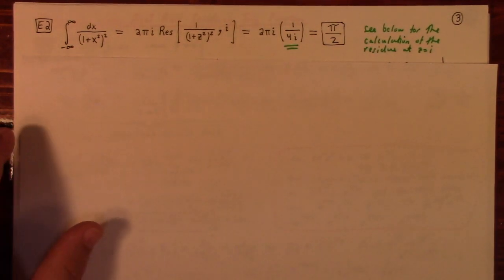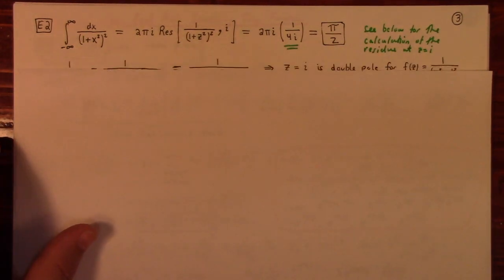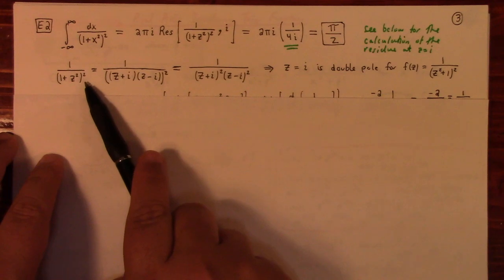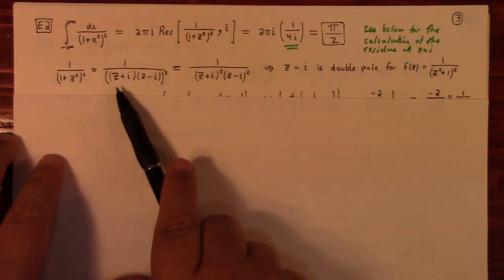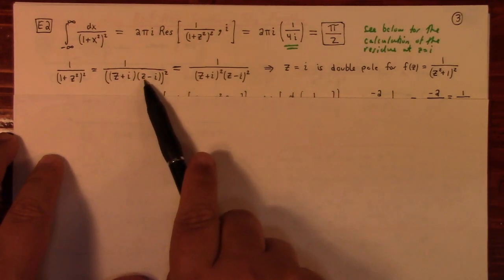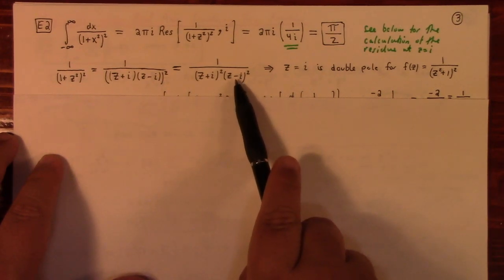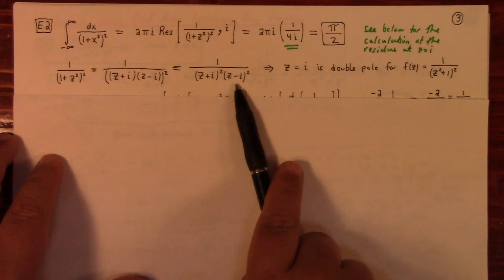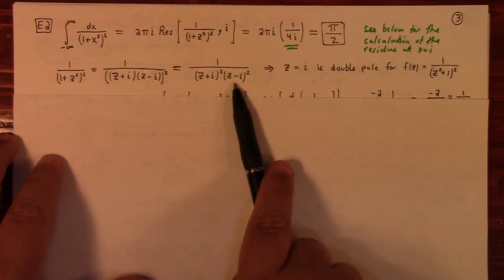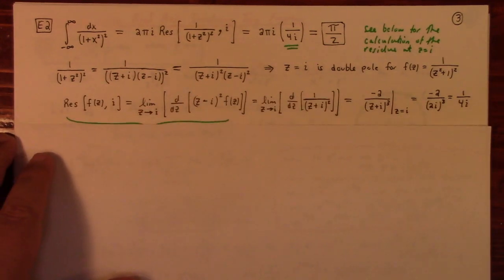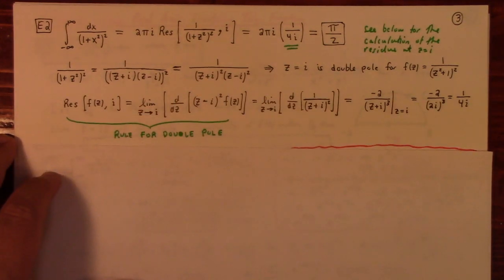So let's see why that's true. Now this one here is a double pole, right? Because 1 over (1 plus z squared) squared, where 1 plus z squared is (z plus i) times (z minus i), is 1 over (z plus i) squared times (z minus i) squared. So evidently, from this I see that z equals i is a double pole. And so I need to use the theorem for calculating the residue at a double pole, which is this.